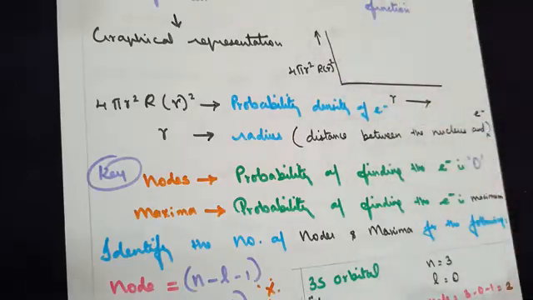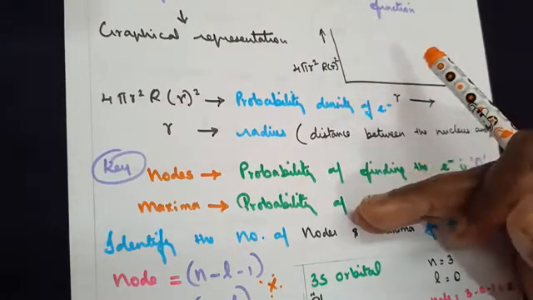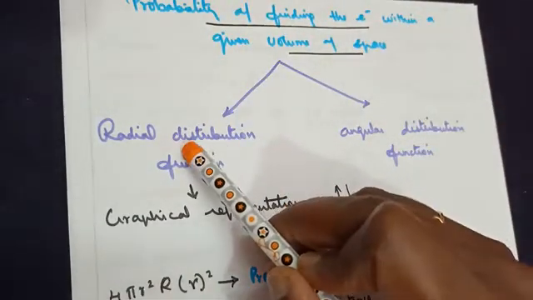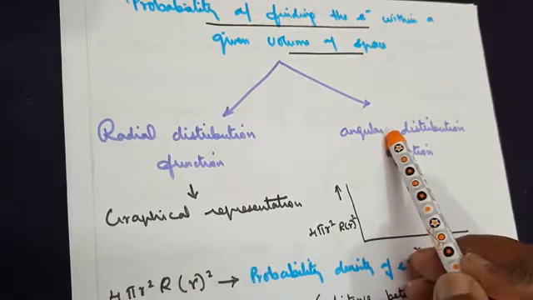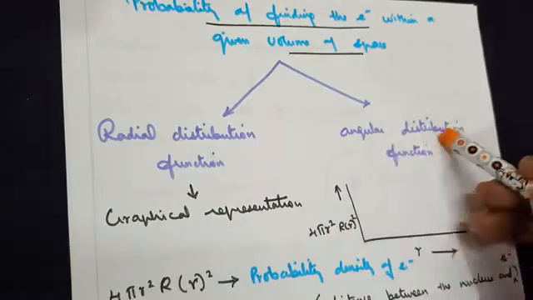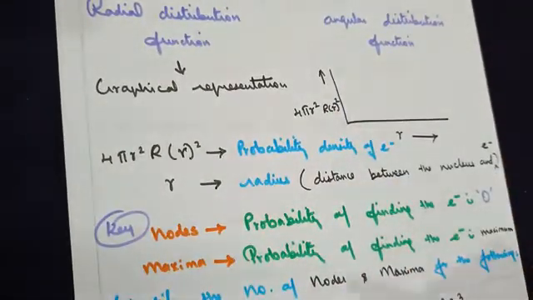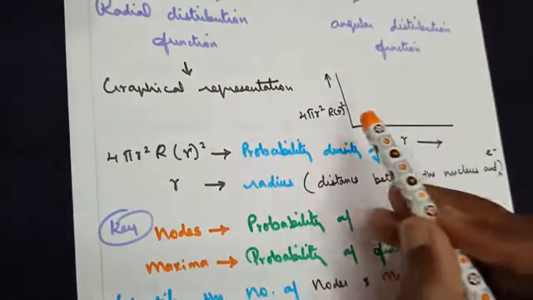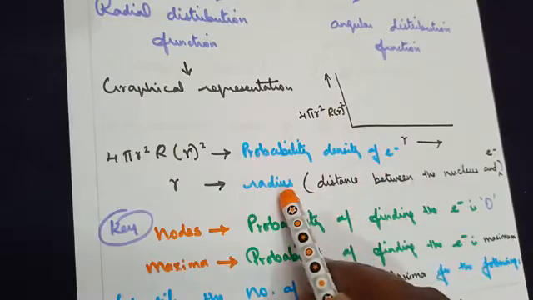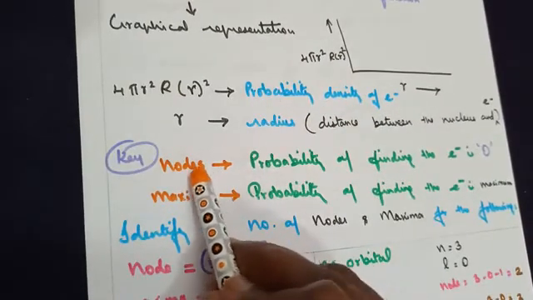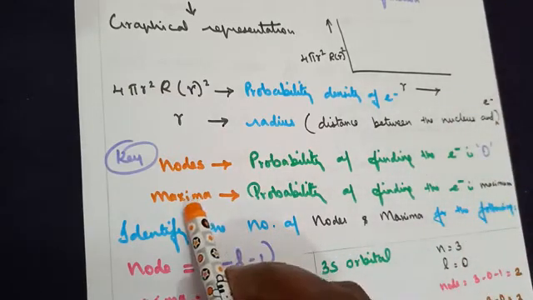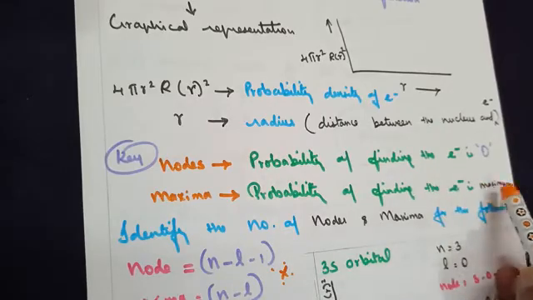In the textbook, lots of explanations are given. I have summarized it easily. When they ask you about the probability of finding the electron, they can ask for 3 marks, and both theories you need to explain. If they ask in particular about the radial distribution function or the angular distribution function, you can write whatever I am giving you. It's a graphical representation. On the y-axis we take the probability density of the electron, and on the x-axis we take the radius. Node stands for the probability of finding the electron being 0 in that particular place, and maxima means the probability of finding the electron is maximum.